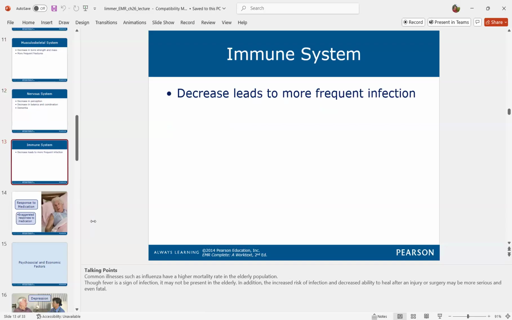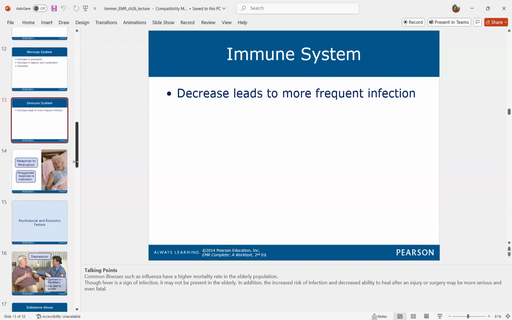Immune system: common illnesses like the flu have a higher mortality rate in this population. Though fever is a sign of infection, it may not be present in the elderly. In addition, the increased risk of skin infections or infections in general, and a decreased ability to heal after an injury or surgery, may be more serious and even fatal for these patients, like staph infections and that MRSA kind of thing.